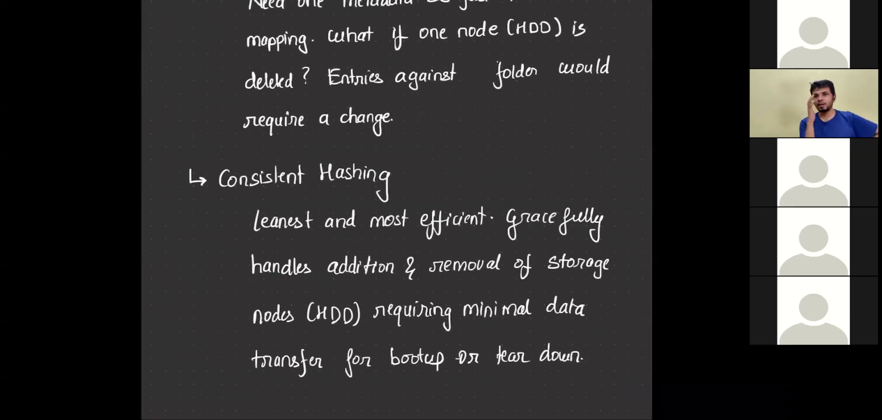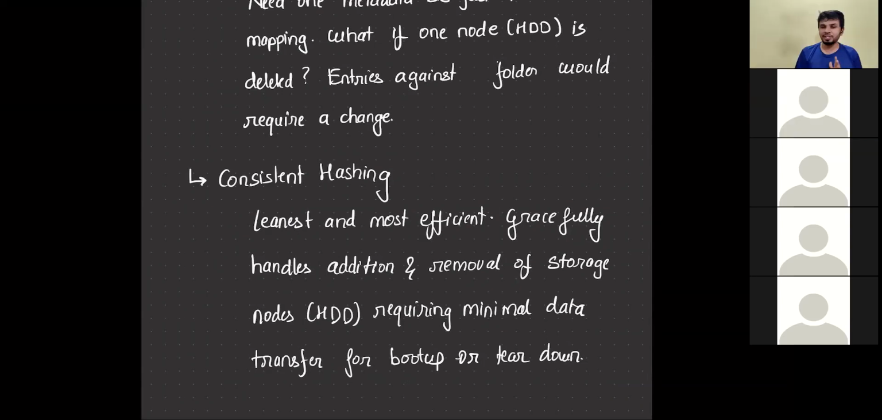Third thing is obviously what we discussed last week, consistent hashing. Leanest, most efficient. It seems like we can work with that, because that's exactly what solved the problem for us when we were discussing distributed caches. So can we not directly use that?